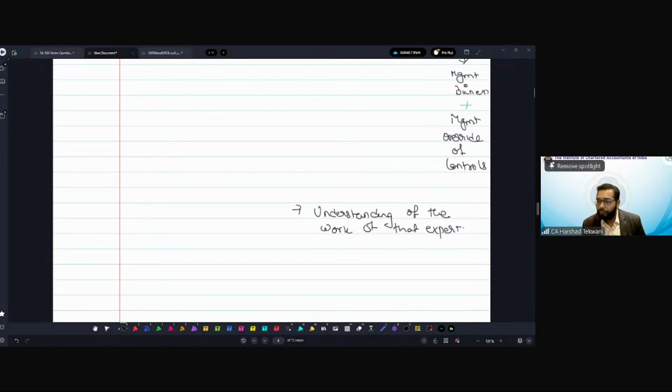So the nature of engagement, for what purpose that expert has been hired by the management, we will look into, and what kind of standards are applicable for performing those kinds of assignments. We will also check whether they have been complied with or not. Yep. Absolutely correct. Yes.